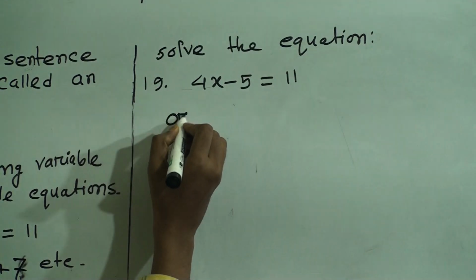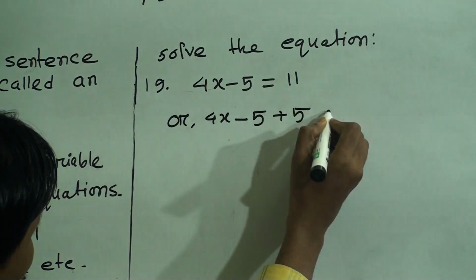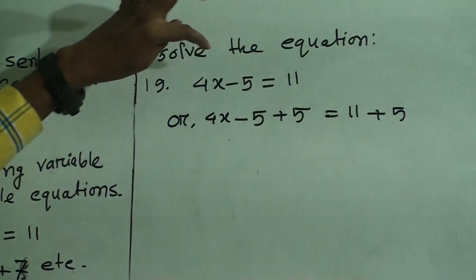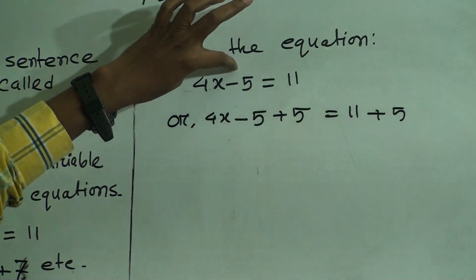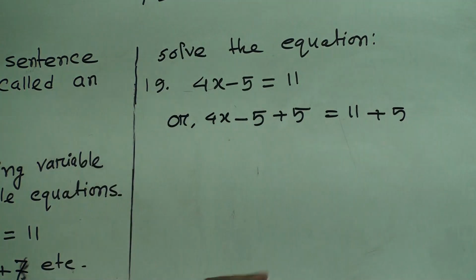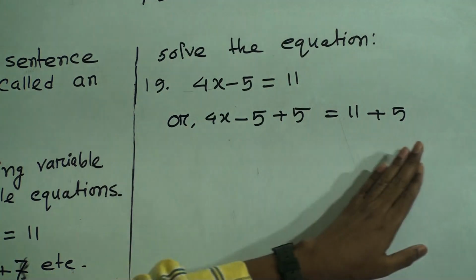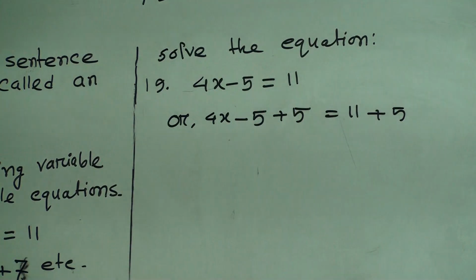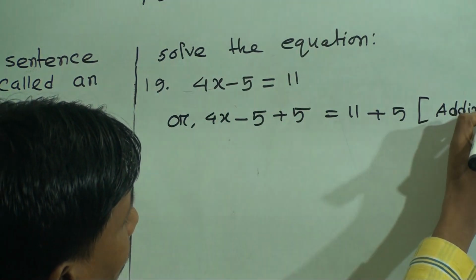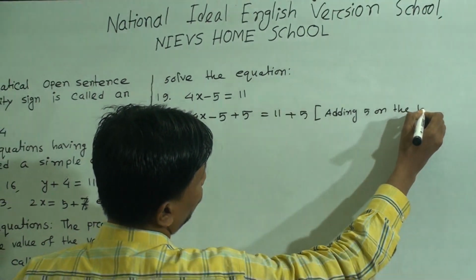Now write 4x minus 5 plus 5 equal to 11 plus 5. Student, look, this is minus 5, so the opposite of minus 5 is plus 5. So you have to add plus 5 on both sides. Now write here, adding 5 on both sides.